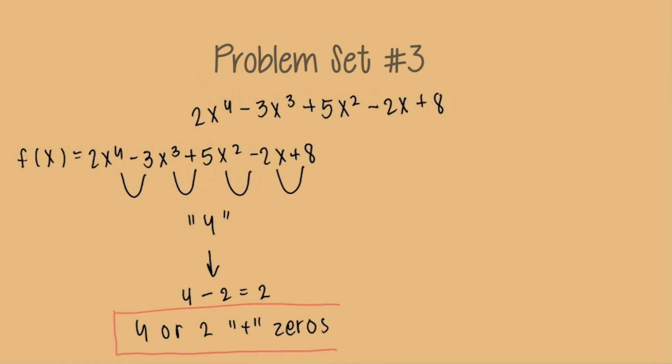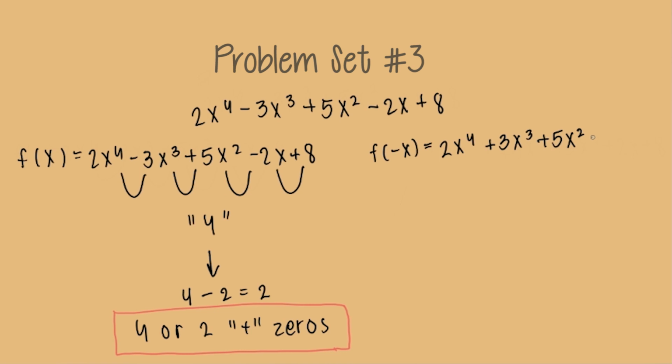Now, we will be looking for the negative zeros. X will become negative x. First, 2 times negative x raised to the power of 4. Since its exponent is an even number, it will become a positive number. Then 3 times negative x cubed. Since it has an odd exponent, it will still be negative. But since it is beside a negative sign, it will cancel out and become a positive.